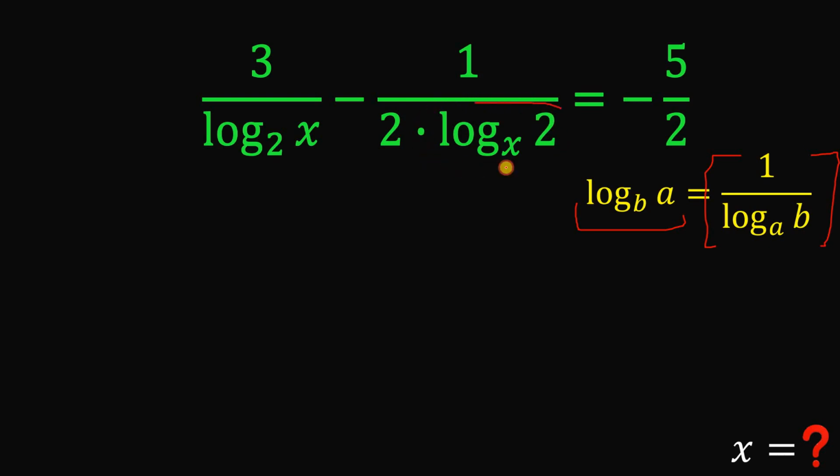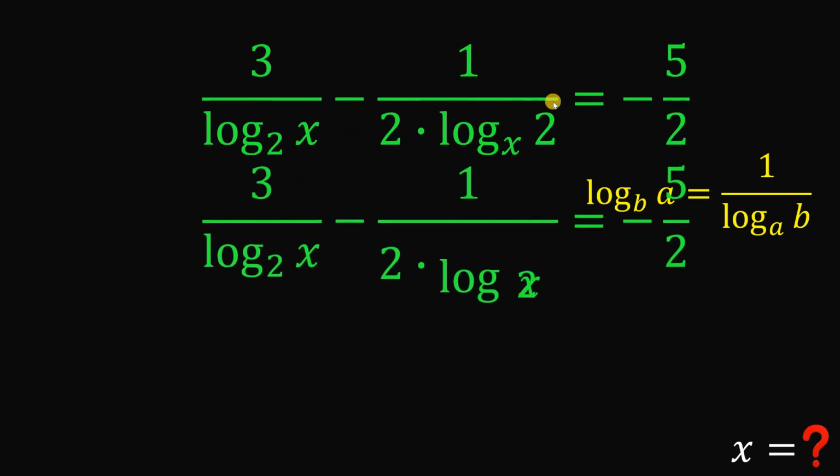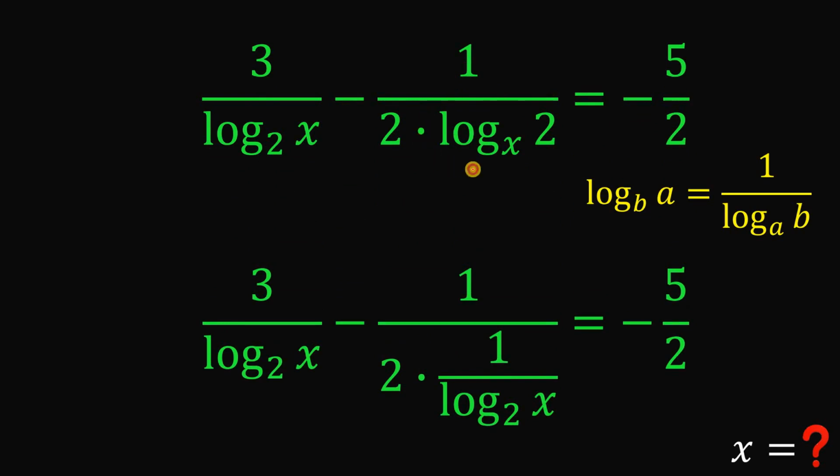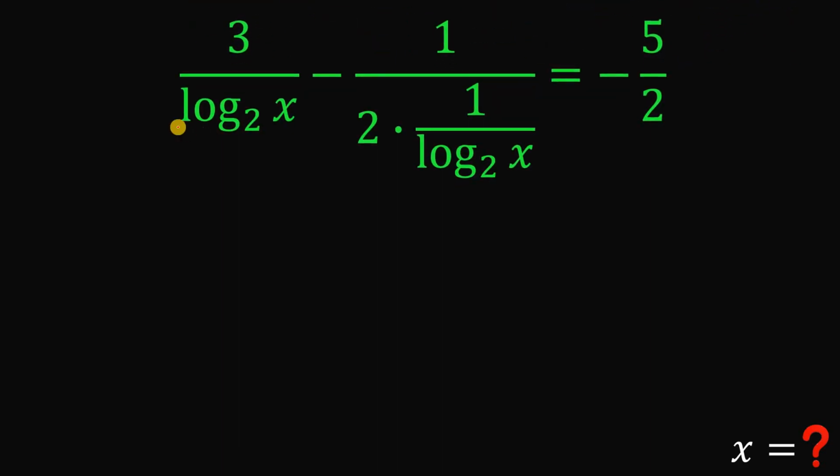So logarithm of 2 to the base of x, we can rewrite this in terms of logarithm of x to the base of 2. This term, logarithm of 2 to the base of x, can be written as 1 over logarithm of x to the base of 2. Now notice we have the same term, logarithm of x to the base of 2. So we will use this fact later on. Now, we can replace this logarithm of x to the base of 2 with another variable, and let's call this t.